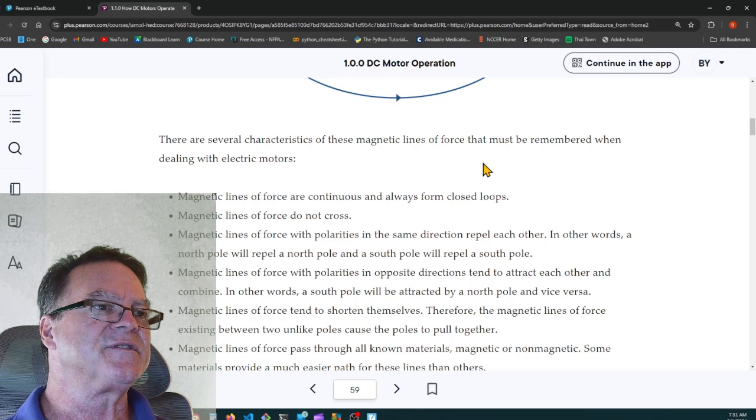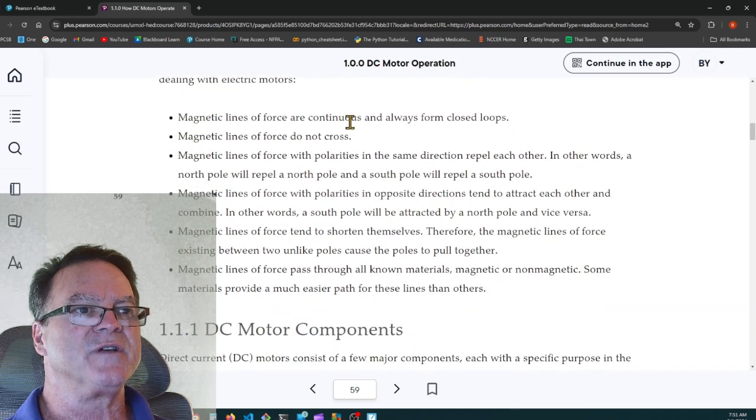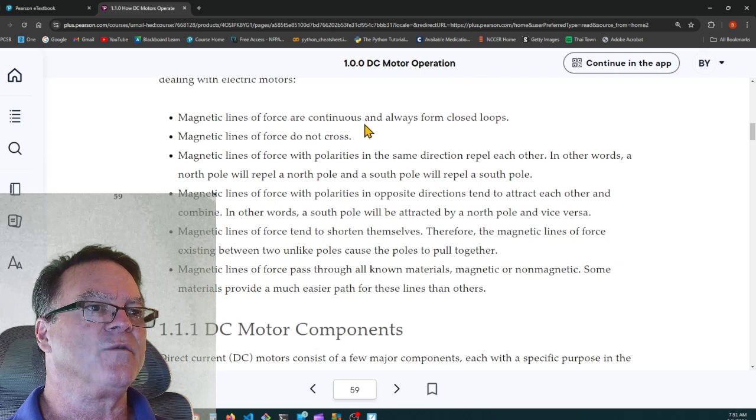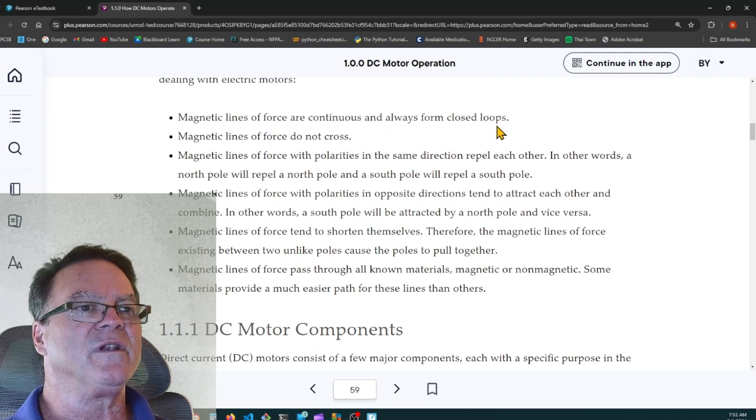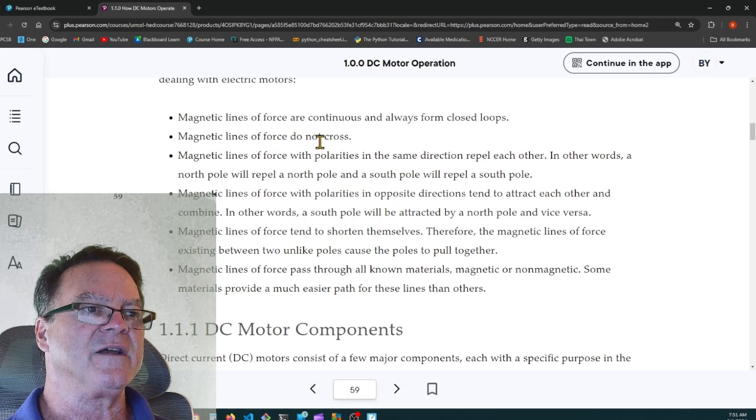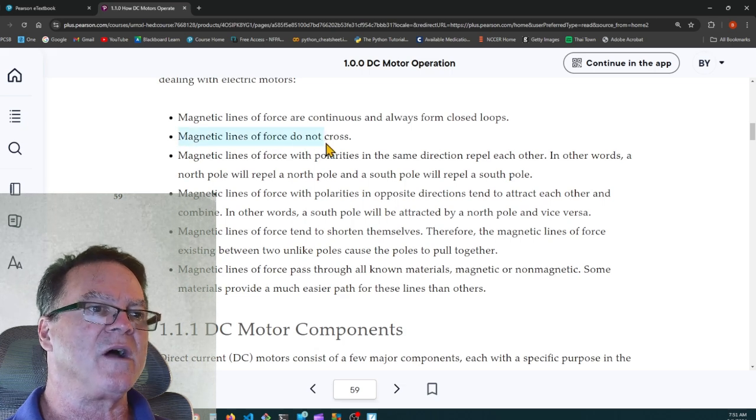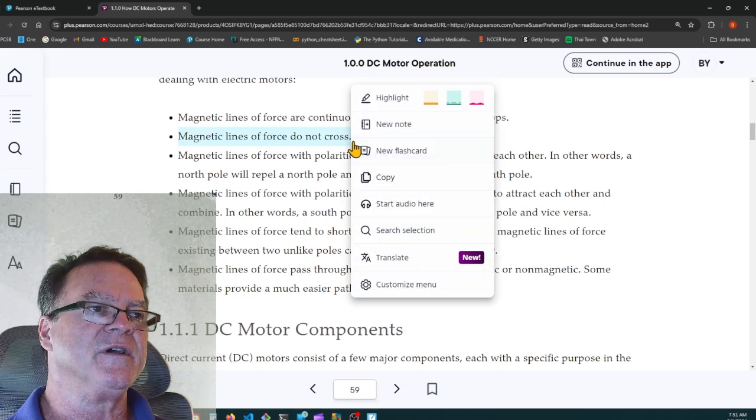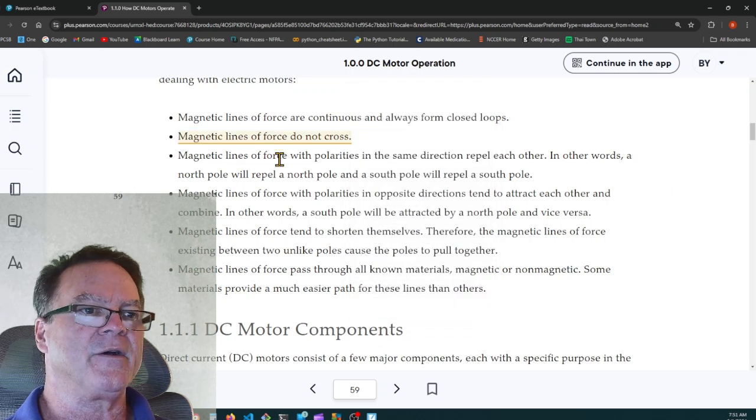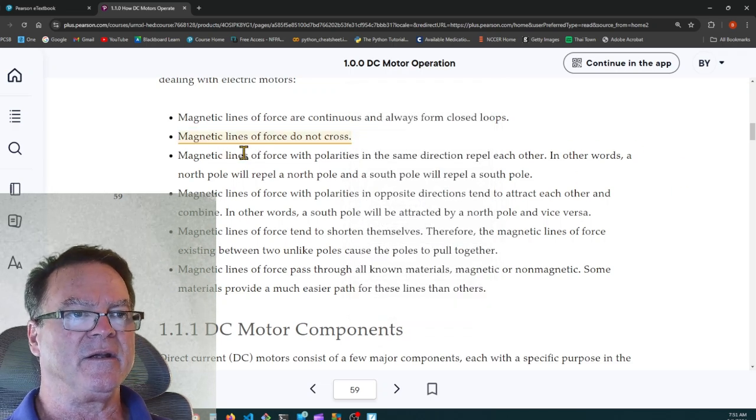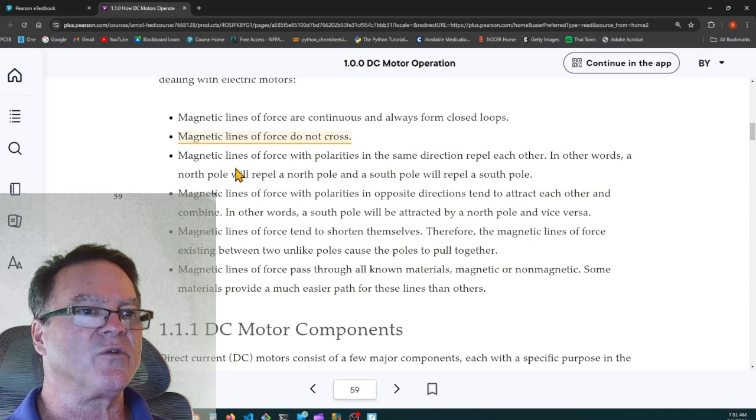There are several characteristics of these magnetic lines of force that must be remembered when dealing with electric motors. Magnetic lines of force are continuous and always form closed loops. Magnetic lines of force do not cross. That's an important characteristic that we have to keep in mind. Magnetic lines of force do not cross.